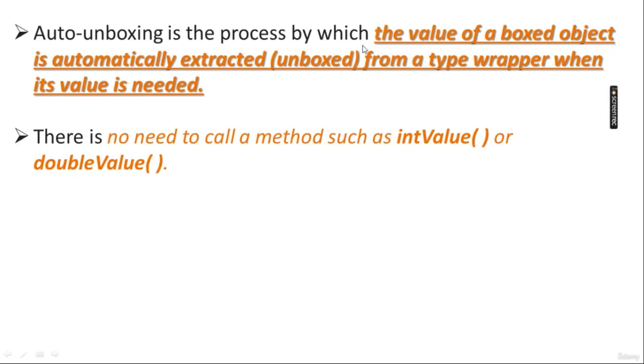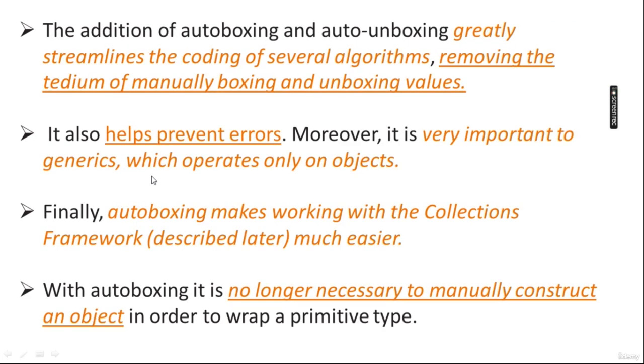Auto unboxing is the process by which the value of a boxed object is automatically extracted, or unboxed, from the type wrapper when its value is needed. There is no need to call a method such as intValue or doubleValue. The addition of auto boxing and auto unboxing greatly streamlines the coding of several algorithms. Each and every time you don't need to write code for boxing and unboxing, removing the tedium of manually boxing and unboxing.